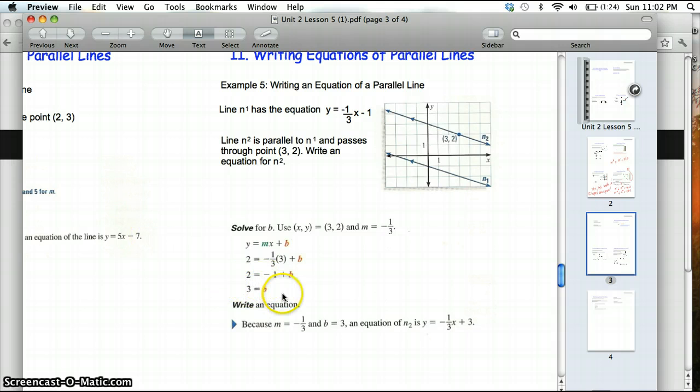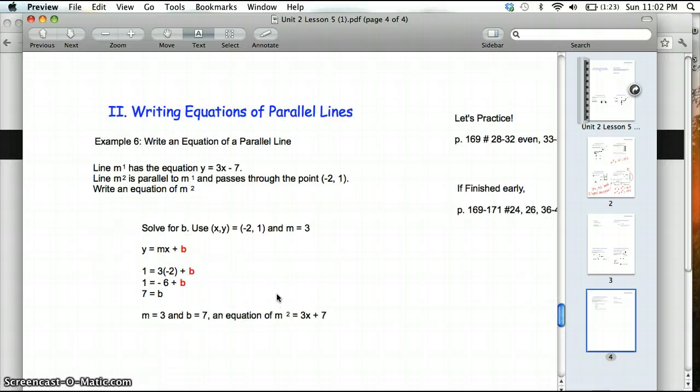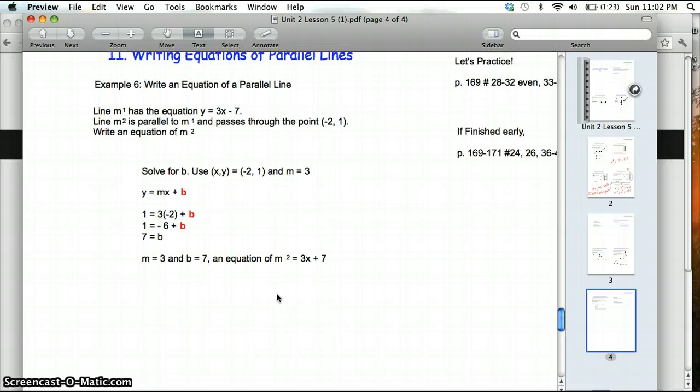So we can now write our equation. y equals a negative 1/3 x, again our slope is a negative 1/3, plus 3, b we already solved for. Okay, so go ahead now and do example number 6 on your own.